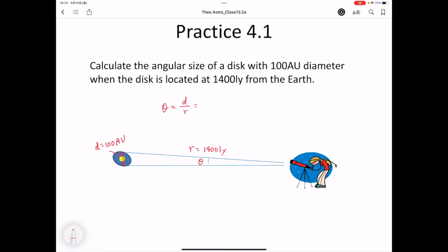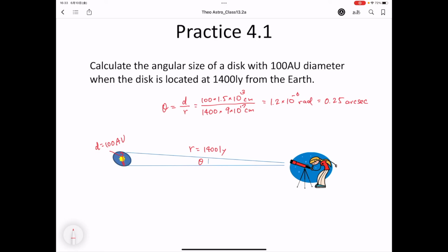And d is 100 AU, which is 100 times 1.5 times 10 to the 13 centimeters, since 1 AU is 1.5 times 10 to the 13 centimeters. Divided by r, which is 1400 light years, and 1 light year is 9 times 10 to the 17 centimeters. Then you can calculate. It becomes 1.2 times 10 to the minus 6 radians. If we convert radians to arcseconds, it's 0.25 arcsecond. So this is the angular size of a protoplanetary disk.